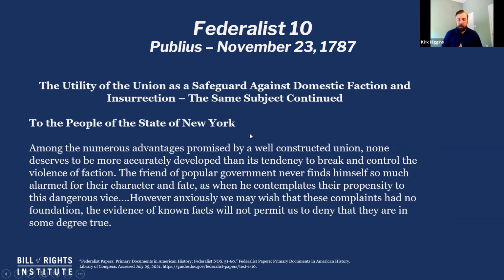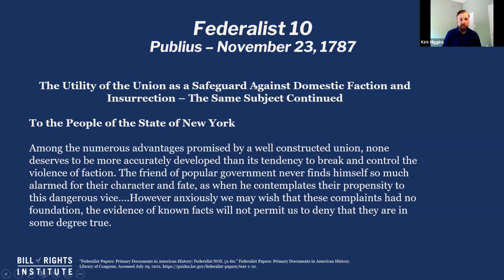Federalist 10. The text actually says "The same subject continued" if you're looking at a copy of the Federalist Papers. But that subject is "the utility of the Union as a safeguard against domestic faction and insurrection." In other words, how is this new Union, the new Constitution and the Union it forms, going to prevent domestic faction and insurrection from occurring?